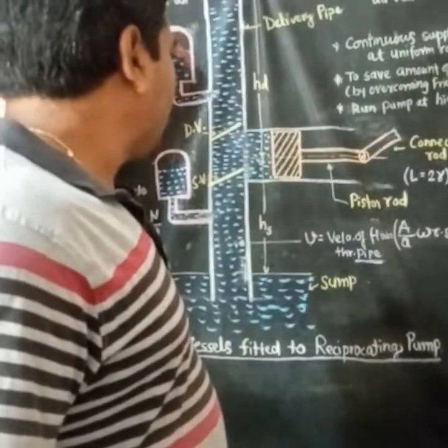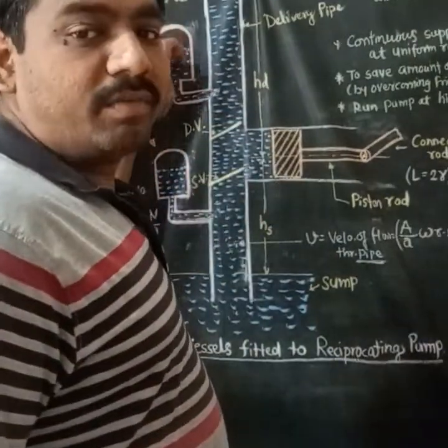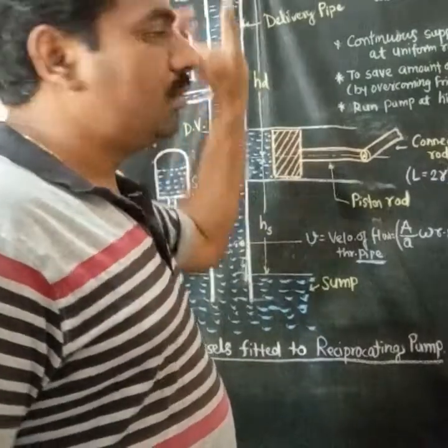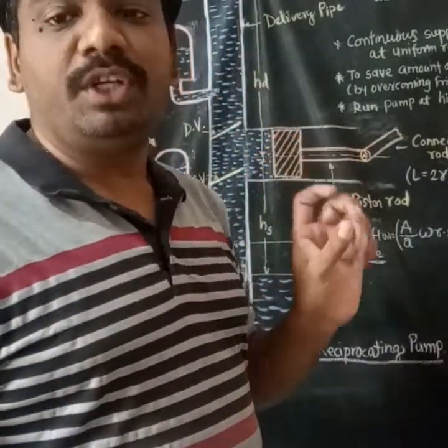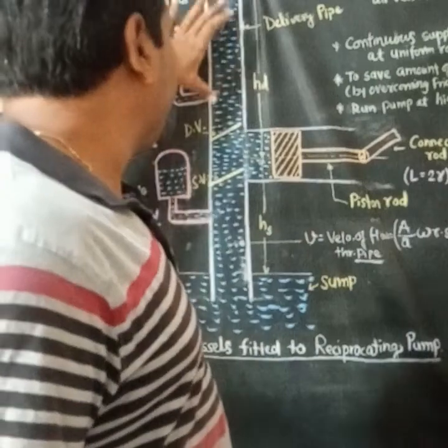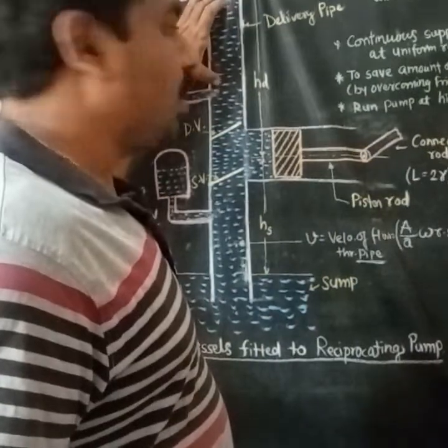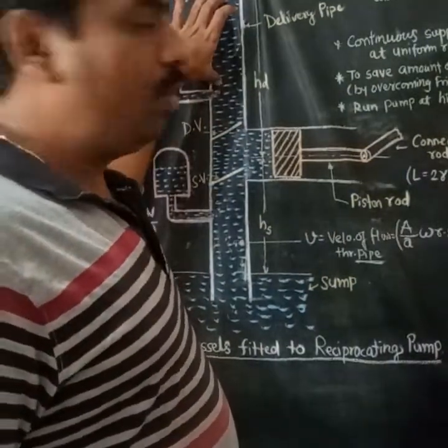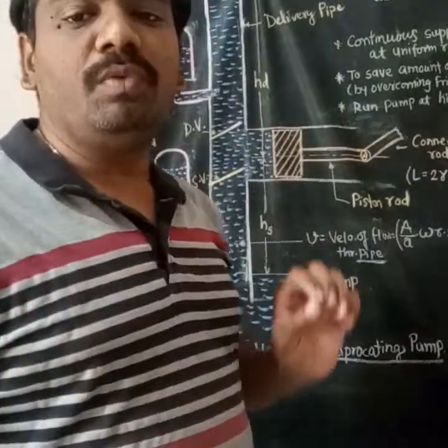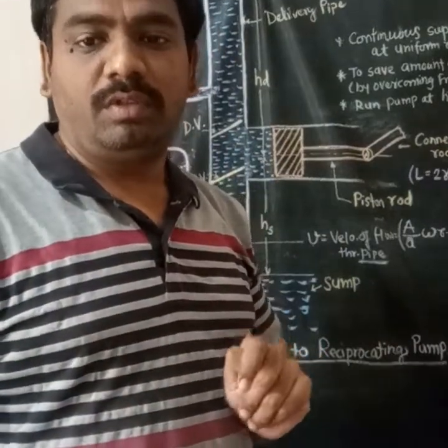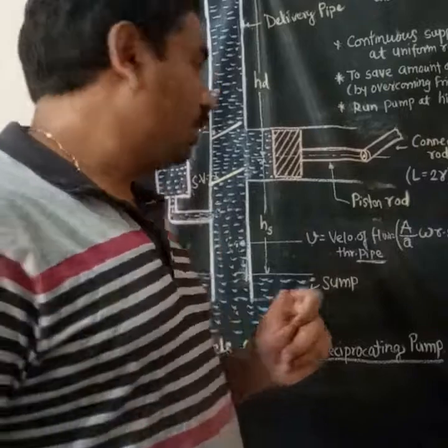At that time, the water in the air vessel is supplied into the delivery pipe, and that's why it maintains the velocity just above the delivery pipe, which is equal to the mean velocity of the fluid flowing through the pipe.